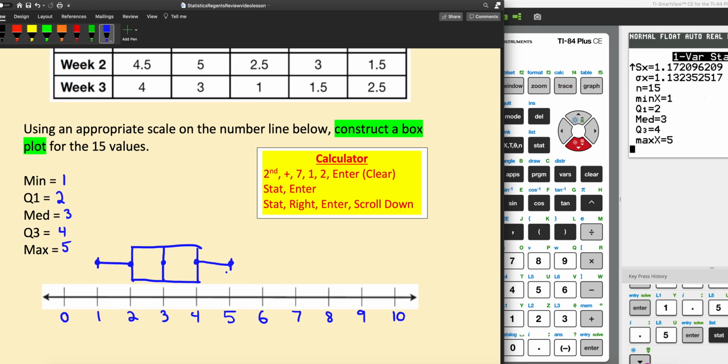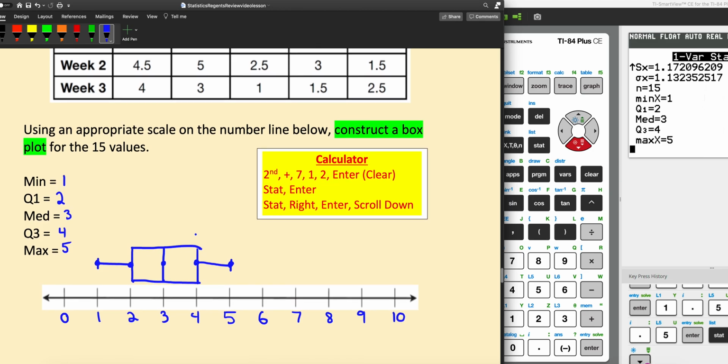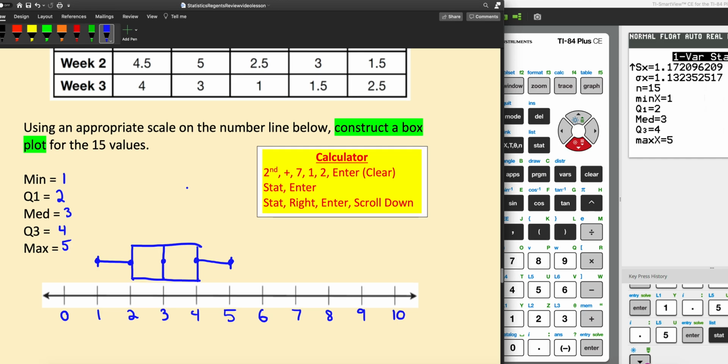And there you go. That's it, guys. That is your box plot for the 15 values. Full 2 points on your Regents, getting full credit. That is simple. If you see that, guys, it comes up every once in a while. Get it right. Let's look at another one. We're almost done.